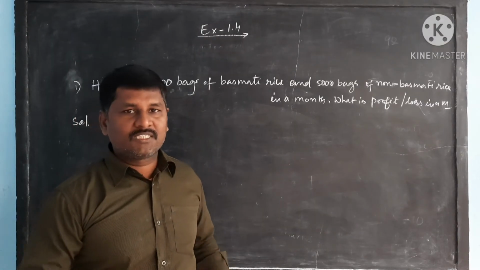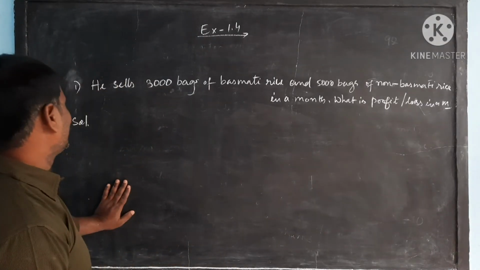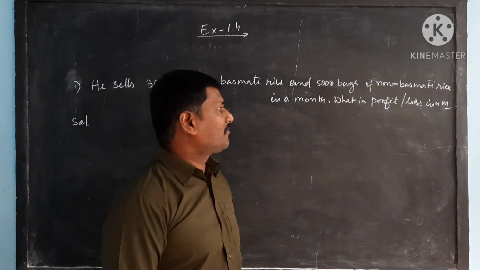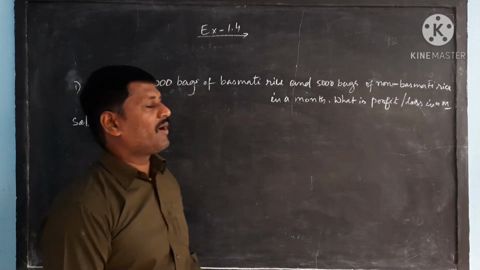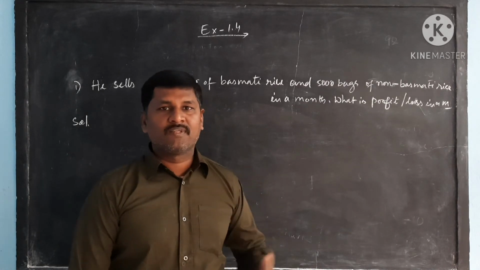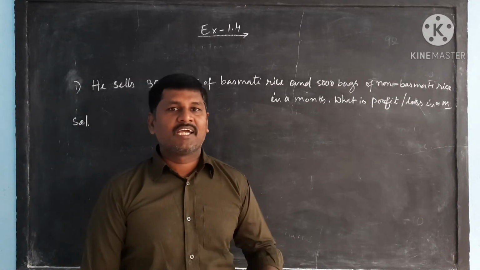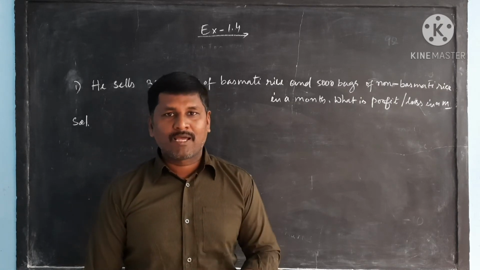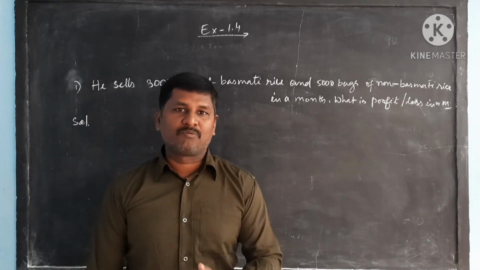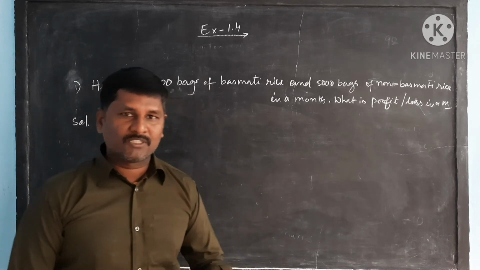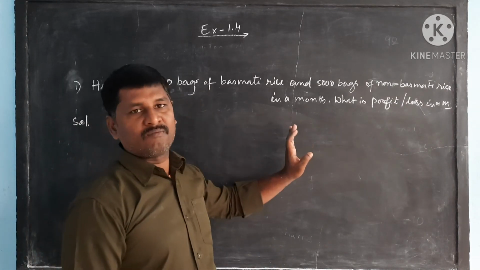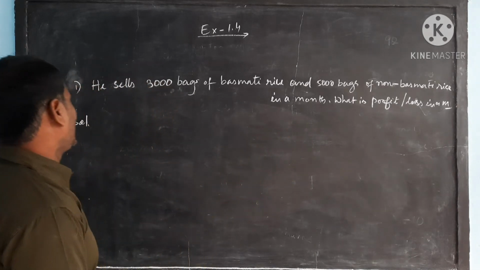Now let us see the first question of the fifth bit. It is given that he sells 3000 bags of basmati rice and 5000 bags of non-basmati rice in a month. What is the profit or loss? The question gives the information that he gets 10 rupees profit when he sells basmati rice. At the same time he lost. Loss means you have to put a minus sign. Profit means you put a plus sign. He lost 5 rupees per non-basmati rice bag. Let us start the solution.